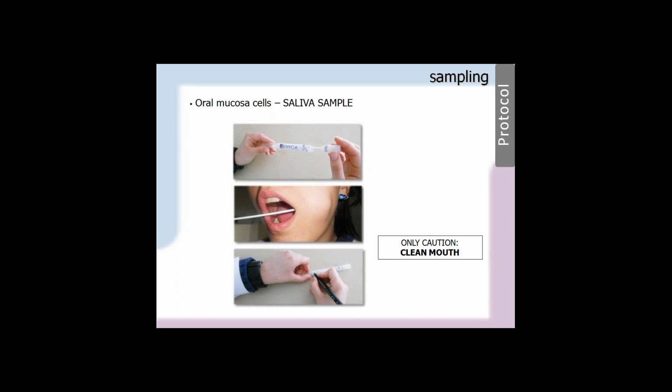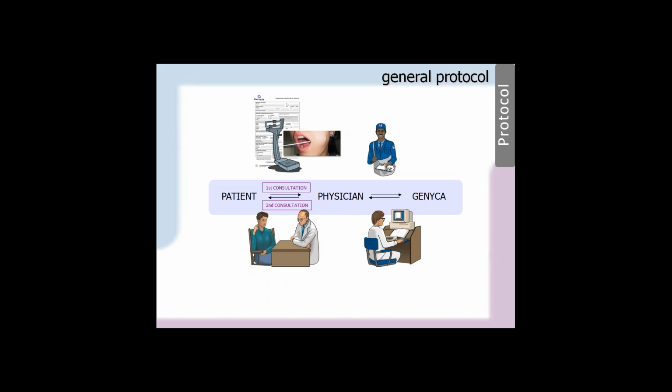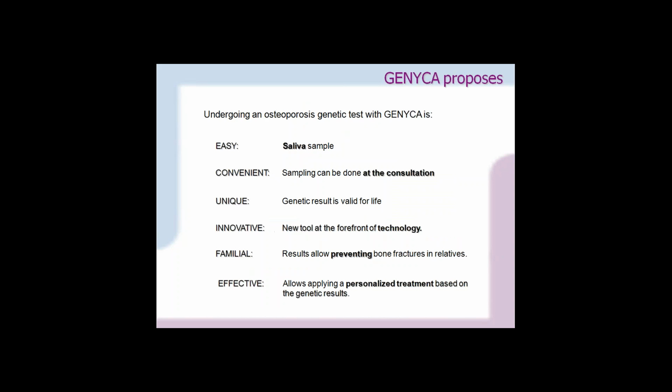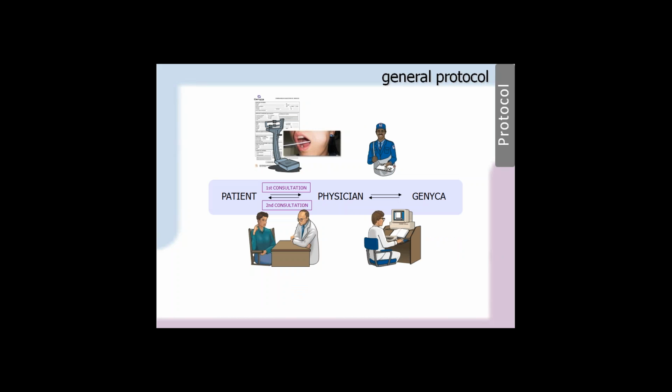Once we take the sample, we place it back in the protected tube, and we identify the tube with the patient's full name and seal it with adhesive tape or similar. This is the summary of the general protocol. The specialist is going to receive the patient in a first consultation, and during this consultation they take the sample and they fill in the request form for a genetic test.